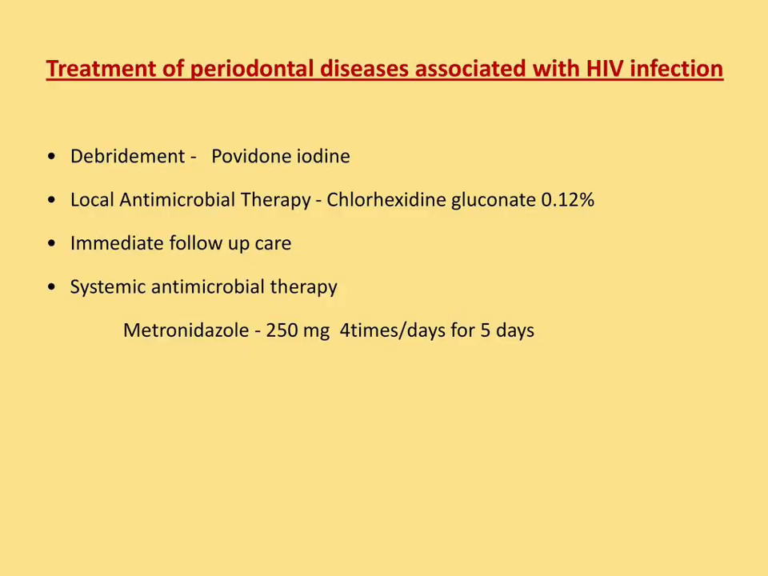Treatment of periodontal disease associated with HIV infection. First should be debridement with povidone iodine. Local antimicrobial therapy, chlorhexidine gluconate 0.2%, can be advised. Immediate follow-up care should be taken.